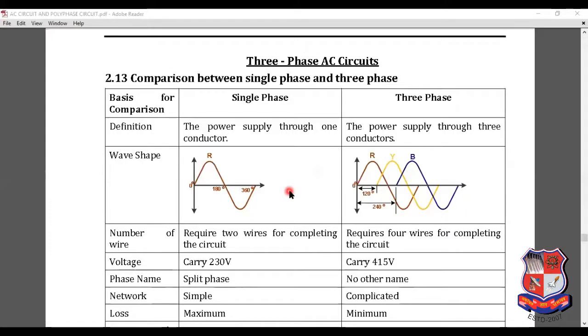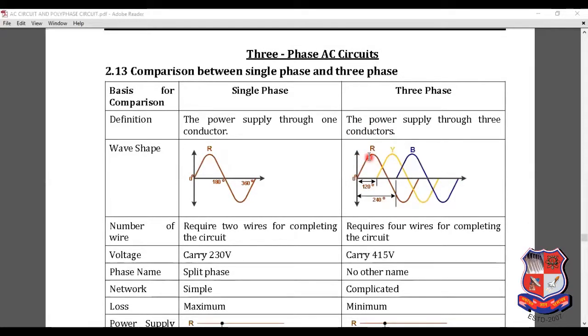As you can see over here, the definition for single phase circuit is the power supply through only one conductor. It means we have only one conductor. The connection which is available at our home is nothing but the single phase connection. So when I say phase, it means neutral itself is also available. And in case of 3-phase connection, the power supply is through 3 conductors.